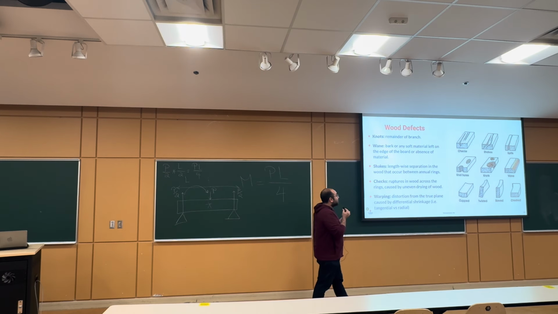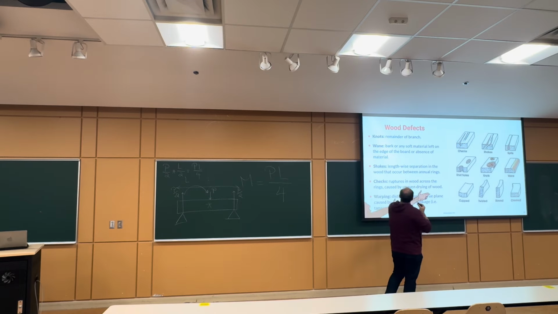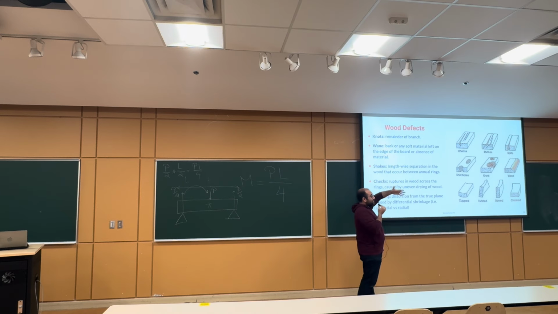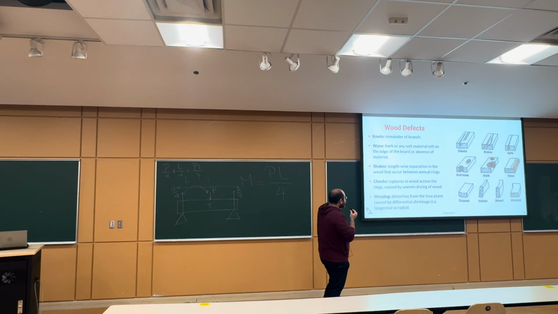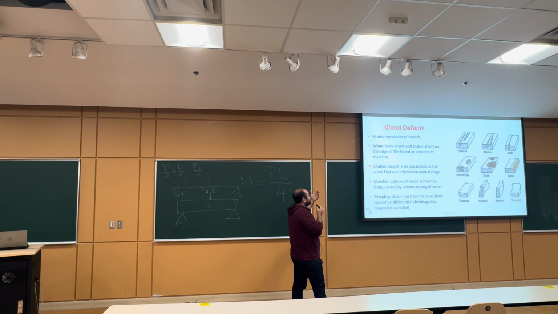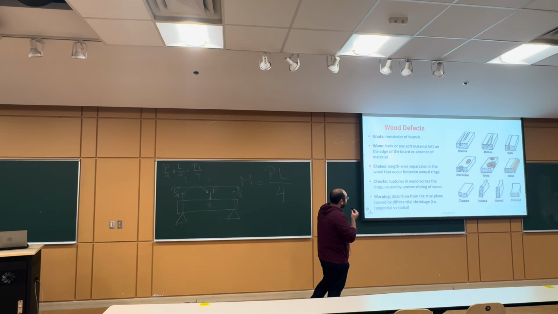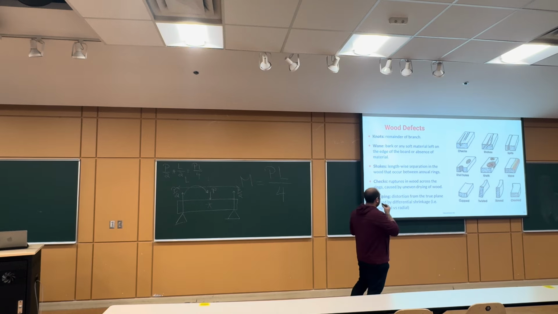Wane is another one that we might see, and the wane is simply the bark or any soft material left from the outside or missing from the outside due to cutting the log from the outer surface of the cross section. So it's any soft material that is left on the edge of the board or absent from the edge of the board. This we call a wane.